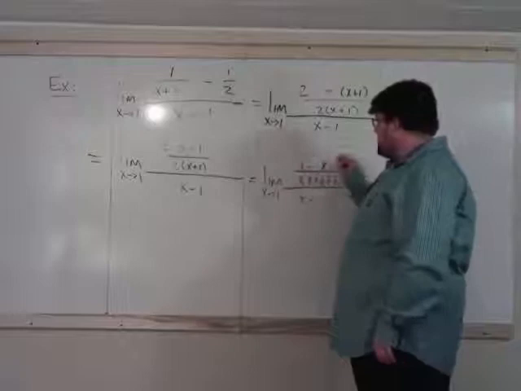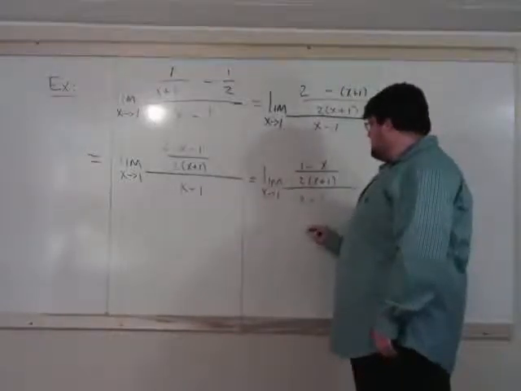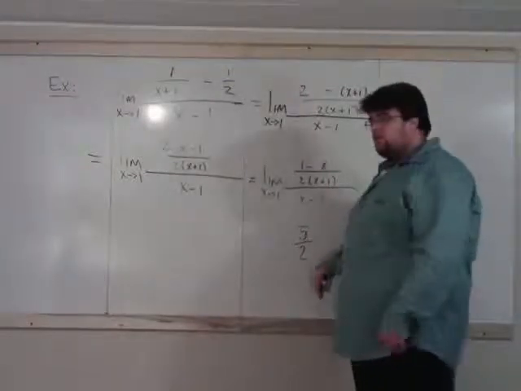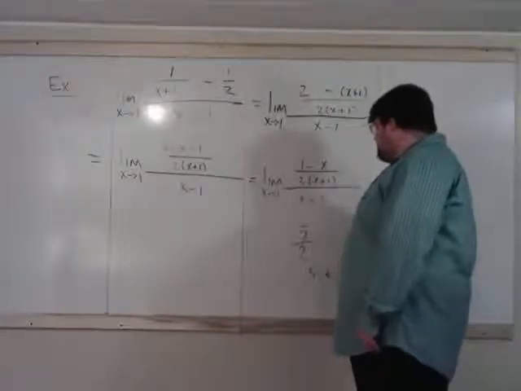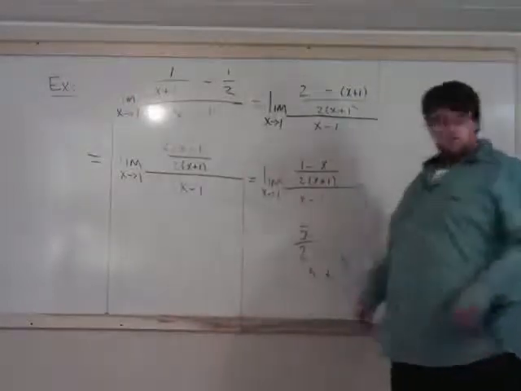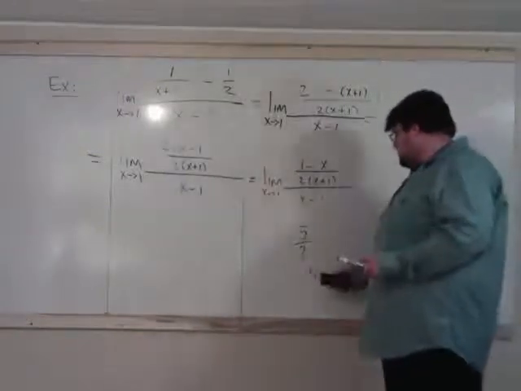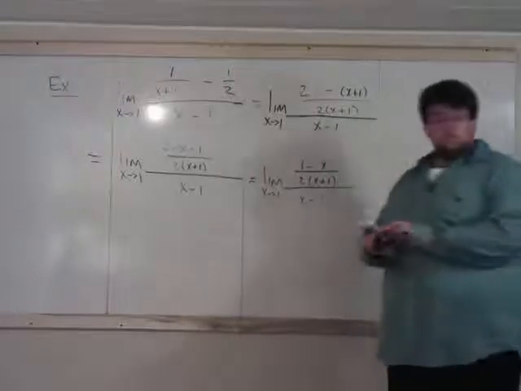Well, we have this thing divided by this thing. As a side note, 5 divided by 2 is the same as 5 times a half. Dividing by something is the same as multiplying it by its reciprocal. So let's do that here.